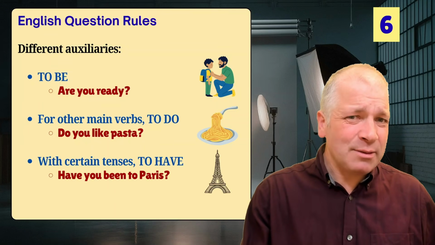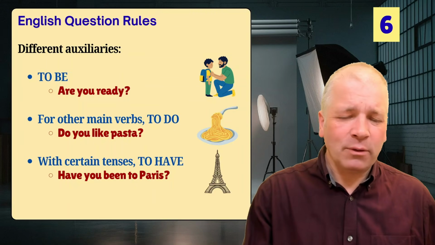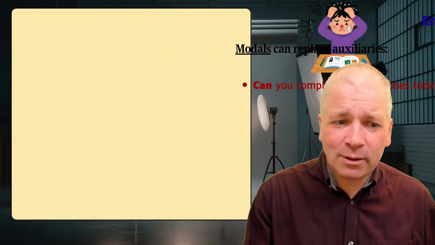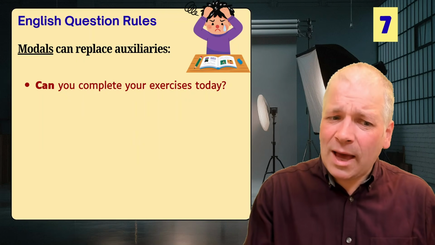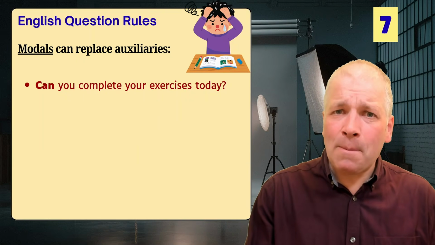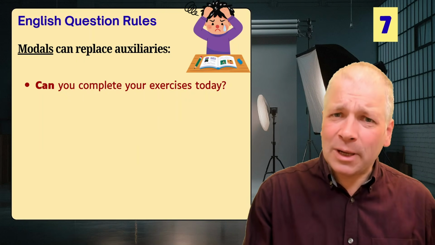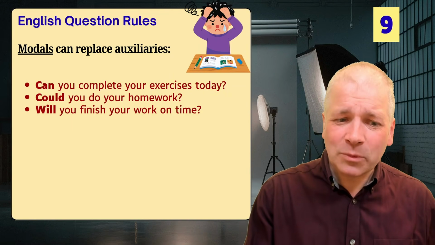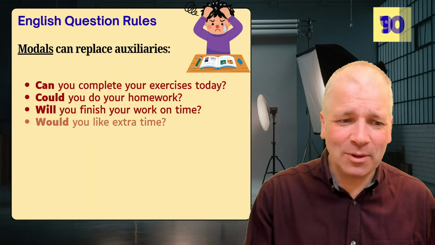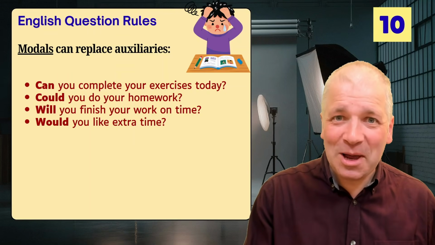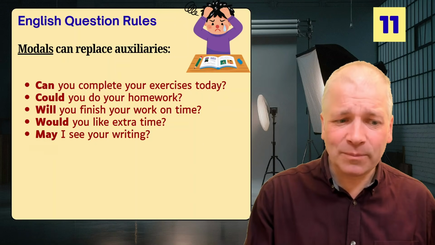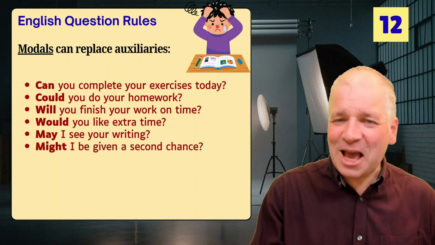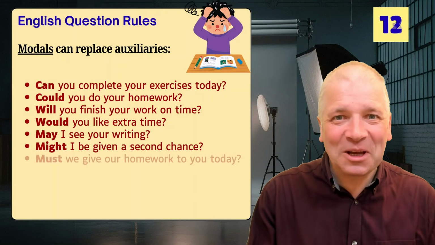And with certain tenses, the auxiliary is made with have. Have you been to Paris? Also, we can replace the auxiliaries with modals. Can you complete your exercises today? Could you do your homework? Will you finish your work on time? Would you like extra time? May I see your writing? Might I be given a second chance to complete the homework?